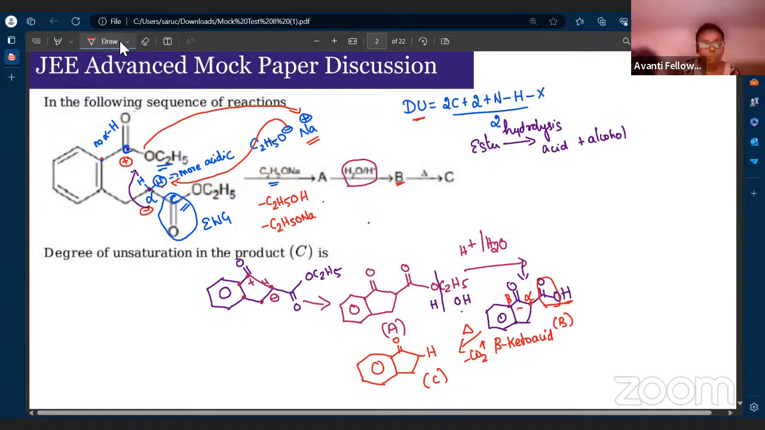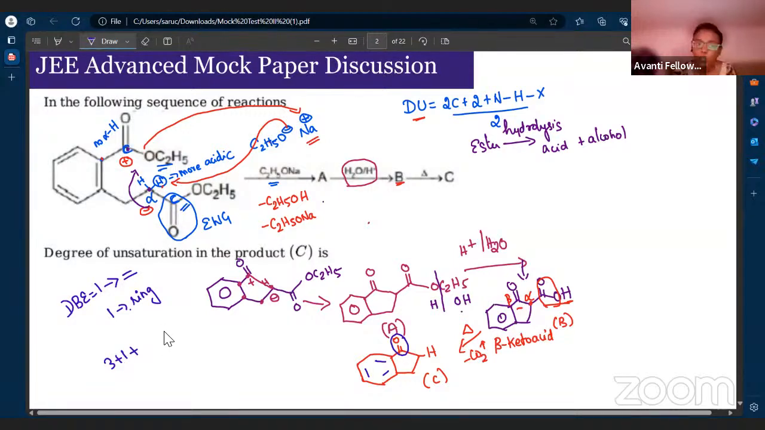The double bond equivalence will be equal to 1 for a double bond, and it will be equal to 1 for a ring. So here, how many double bonds do you have? In the 6-member ring, I have 3 double bonds, and I have a double bond in the carbonyl group. And how many rings do I have? 2 rings. Okay, one 6-member ring, one 5-member ring. So totally the double bond equivalence will be equal to 6.